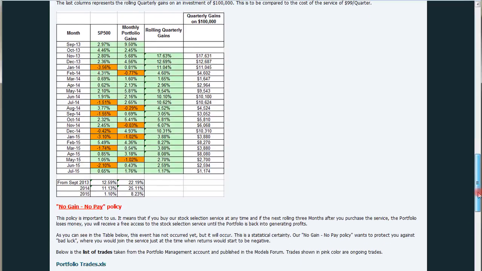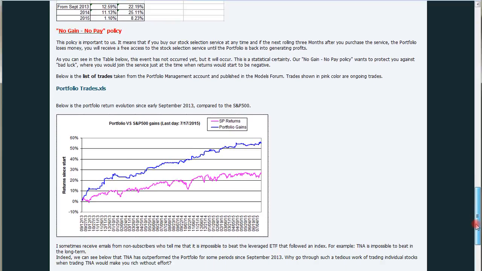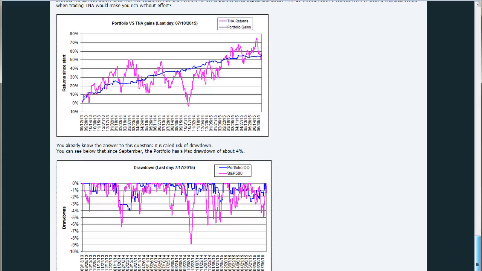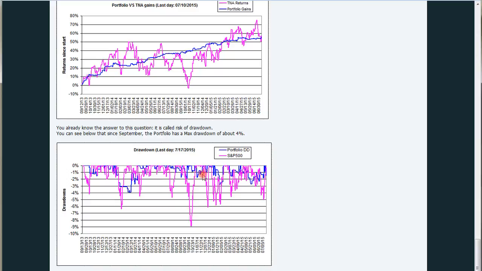Okay, let's go down to the figures here. The figures here show the return of the portfolio compared to the S&P 500. You see it's about the same tendencies, but when you have very deep pullbacks like here, the portfolio doesn't pull back. In other words, you have lower drawdown. This is in blue the drawdown of the portfolio compared to the drawdown of the S&P 500.